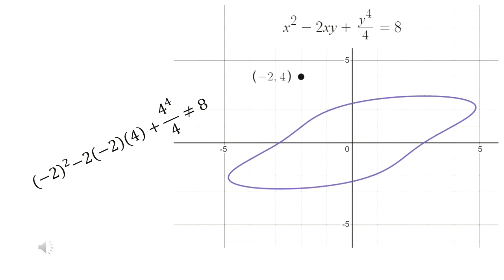So if I take -2 for x and I do -2 squared, and I subtract 2 times x of -2 times y of 4, and I add 4 to the 4th divided by 4, I will not get 8. Hence, the point -2,4 is not on our graph. And we can see here that it doesn't fall on the purple squiggly oval shape that forms our graph.